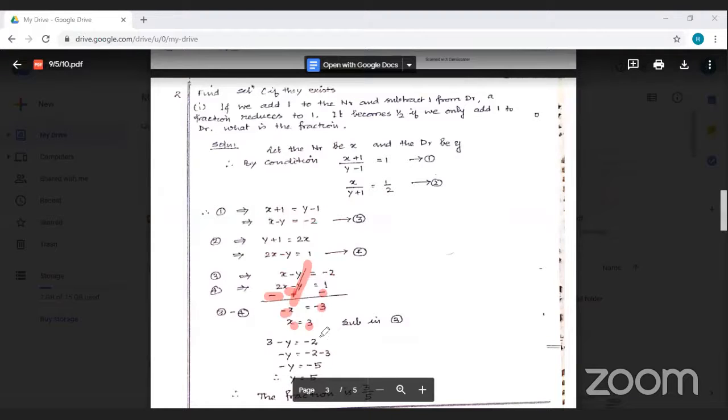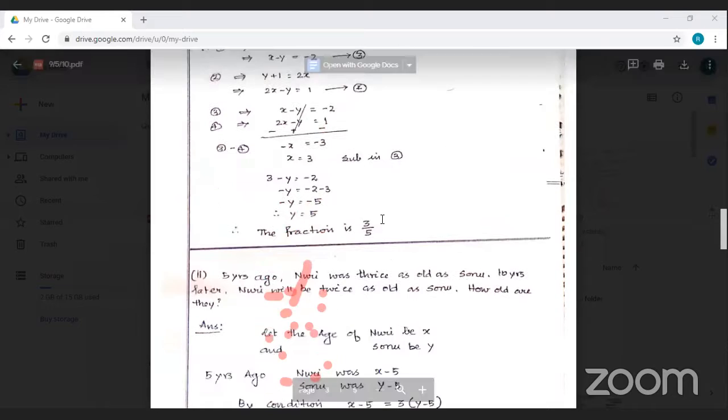No doubt, sir. Now, put x is equal to 3 in one of the equations. Here, 3 minus y is equal to minus 2. Therefore, minus y is equal to minus 5. Therefore, y is equal to 5. Any doubt? Fine.